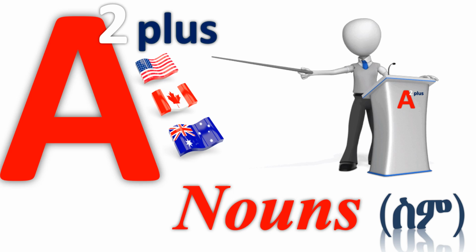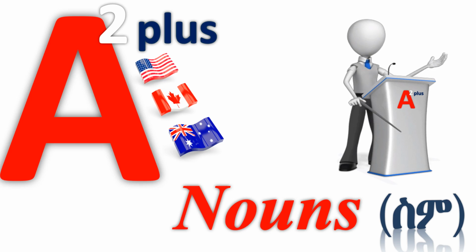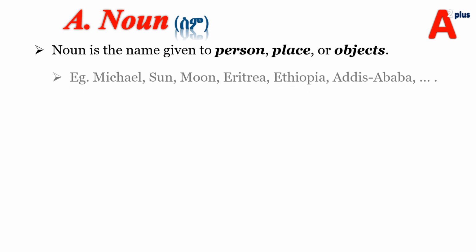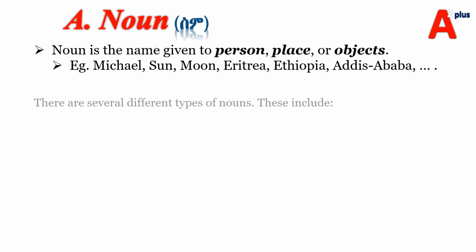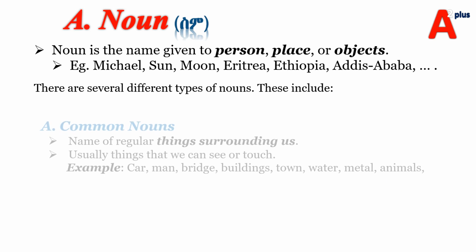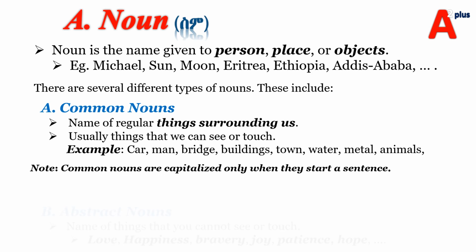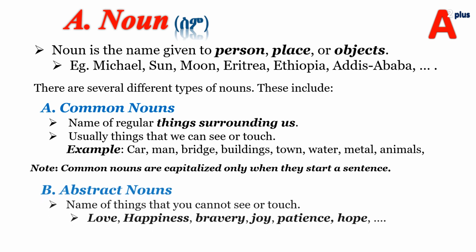Can you tell me how to use the noun? A noun is a name given to a person, place, or object. It's one of the parts of speech. So, there are different types of nouns: common noun, abstract noun, proper noun, collective noun, countable, uncountable. There are several of them, but we're going to see six of them.